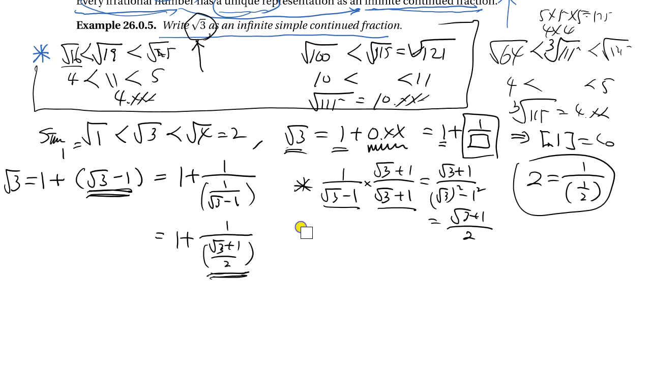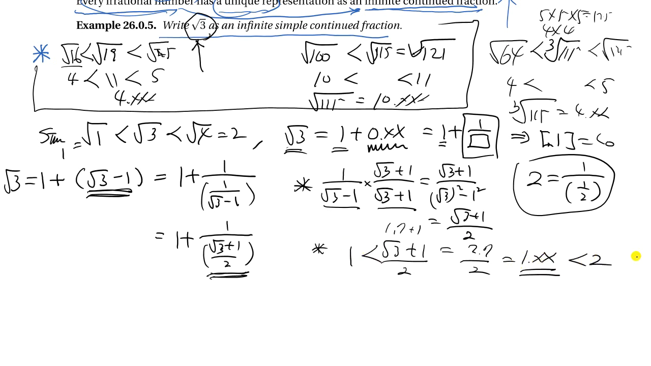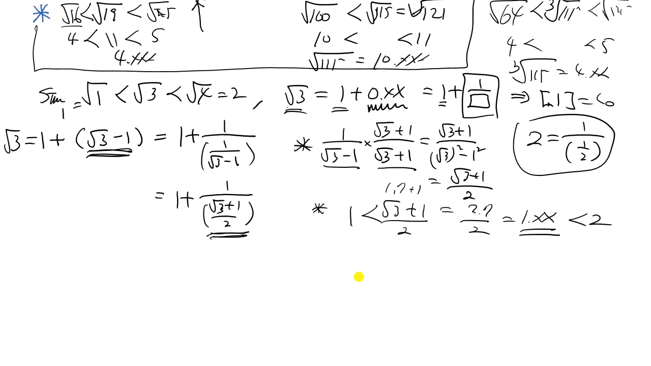So to calculate it, let me just assume we know what square root of 3 is. So square root of 3 plus 1 is 1.7 plus 1, which is 2.7, right? So that is about 2.7. Divide by 2 and it is 1 point something, and that's enough, right? So it's going to be between 1 and 2 again. So now we just apply the same rule like we did over here.